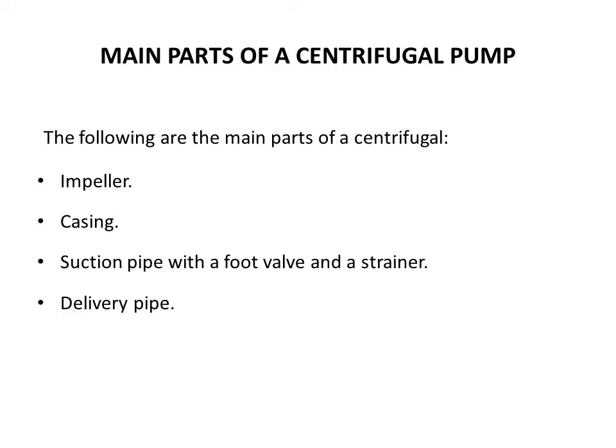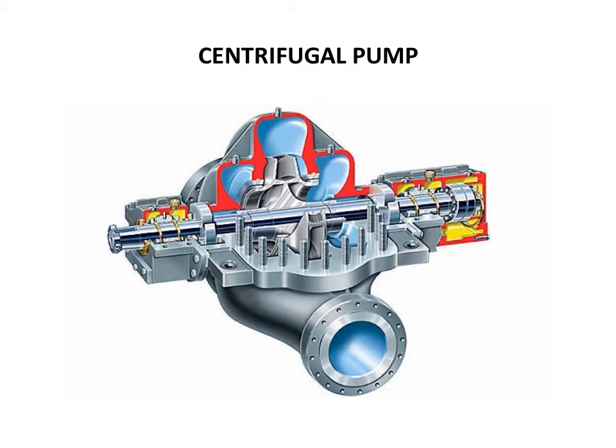Main parts of a centrifugal pump. The following are the main parts of a centrifugal pump: impeller, casing, suction pipe with a foot valve and strainer, delivery pipe. This is a centrifugal pump.